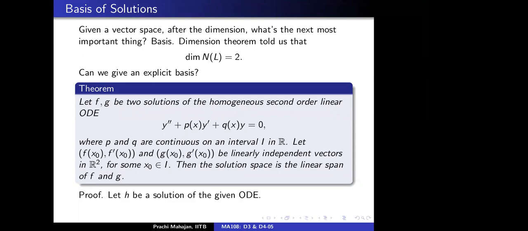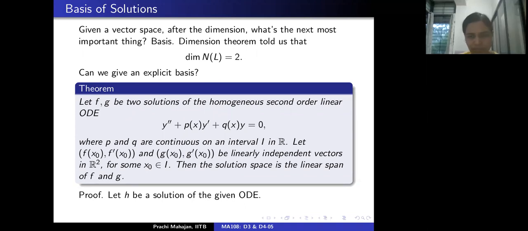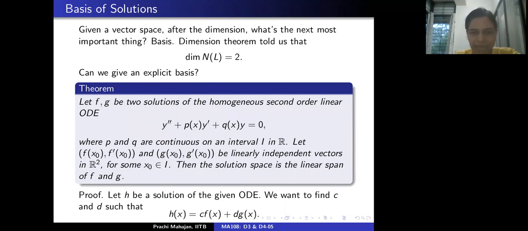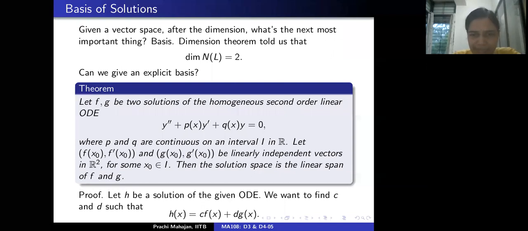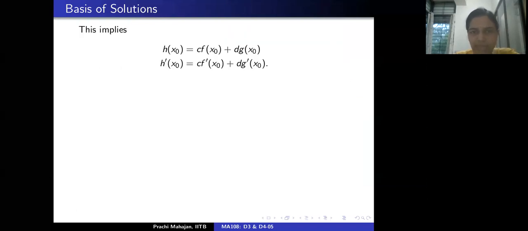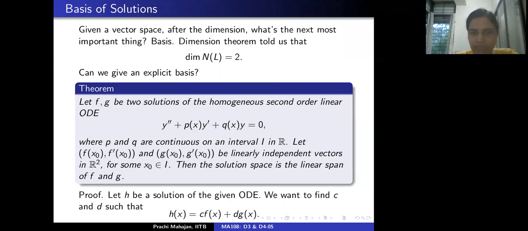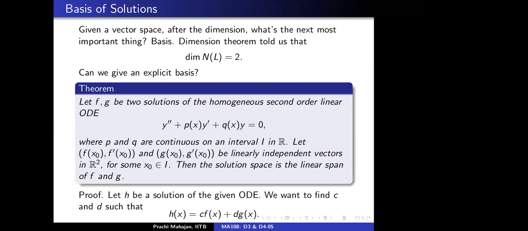So suppose that h is a solution of this ODE. What is it that we want to show? We want to show that h is a linear combination of f and g. Which means that I need to find real numbers c and d such that I should be able to write h as c times f plus d times g throughout the interval I. Correct? That's what I want to do. So how do I find such c and d?